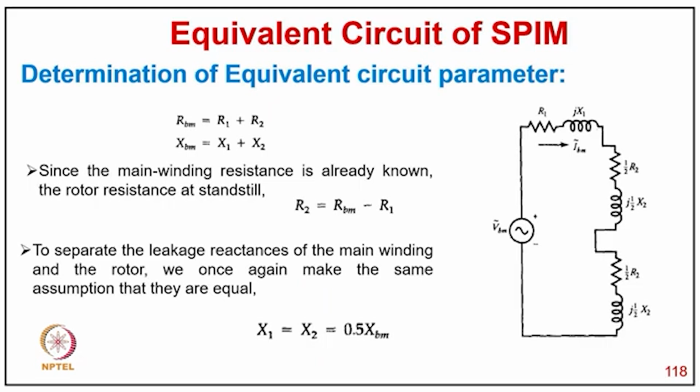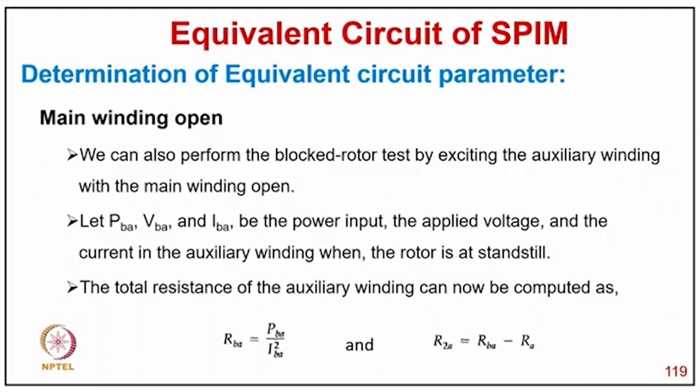Since the main winding reactance is already known, and the resistance is known, the rotor resistance at standstill R2 can be found as RBM minus R1. To separate the leakage reactances of the main winding and rotor, we make the same assumption that these are equal, X1 is approximately equal to X2, that is 0.5 XBM.